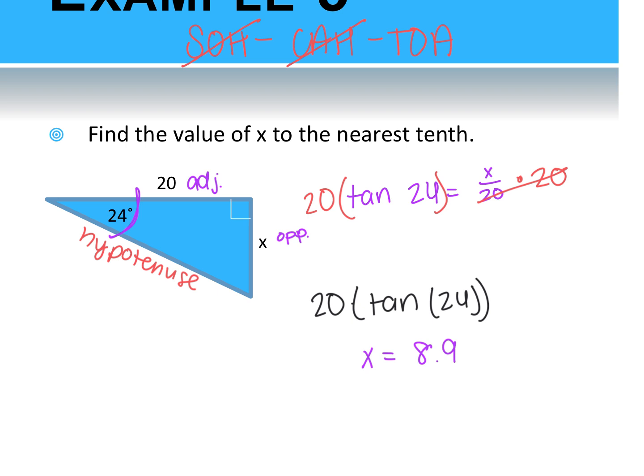Okay, so if you're solving for an x, if it's your numerator, you're going to multiply by your denominator. If x is my numerator, I multiply by my denominator.